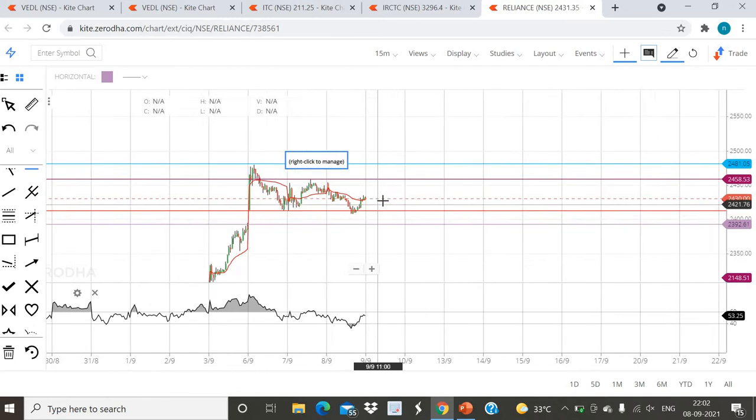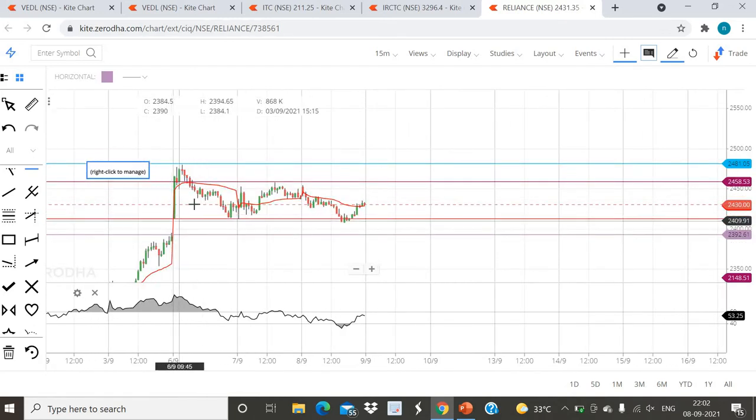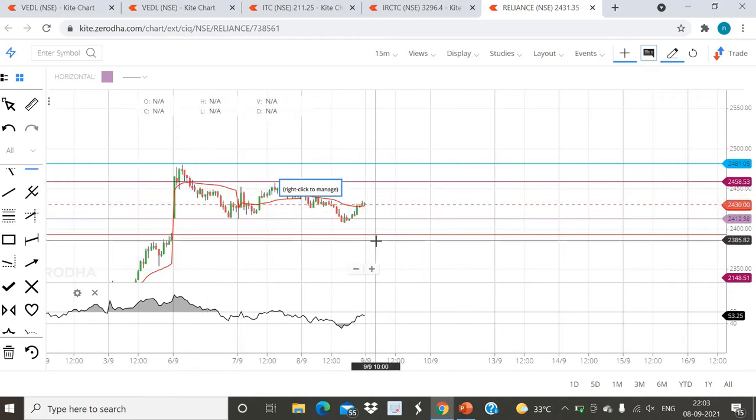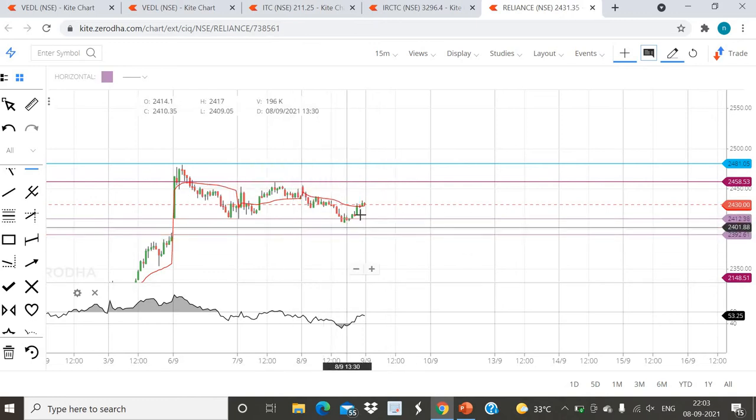This is also a level. This is not a level, this is a gap down. So we also need to mark the gap down. Many of the times the gap may get filled, so we need to mark the gap levels.